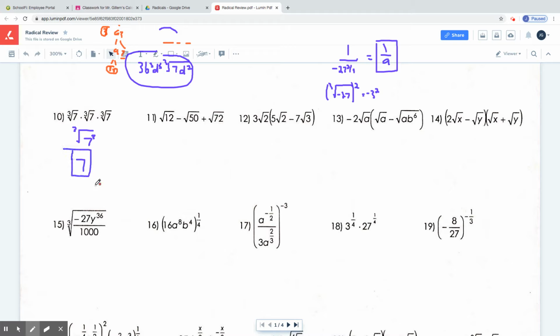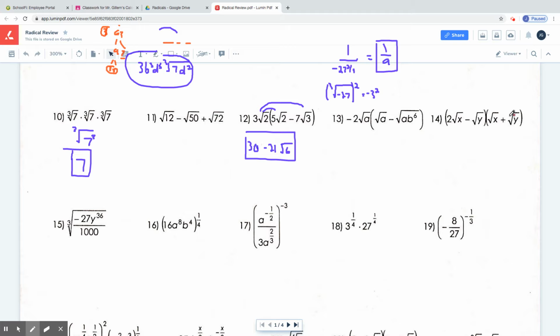All right, 12. Let's distribute. 3 root 2 times 5 root 2 gives me 3 times 5 is 15. Root 2 times root 2 is 2. 15 times 2, 30. 3 times 7 is 21. Root 2 times root 3 is root 6. 30 minus 21 root 6. I cannot simplify that any more.